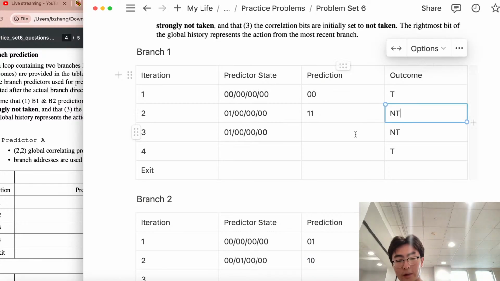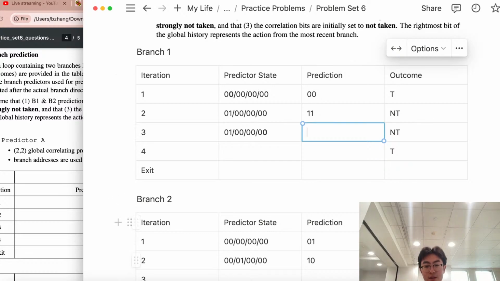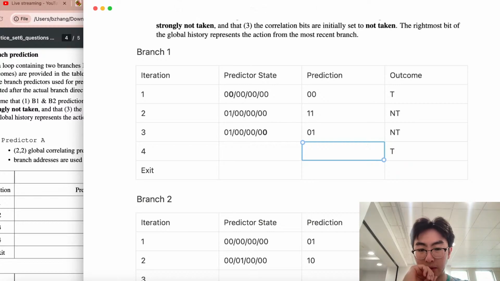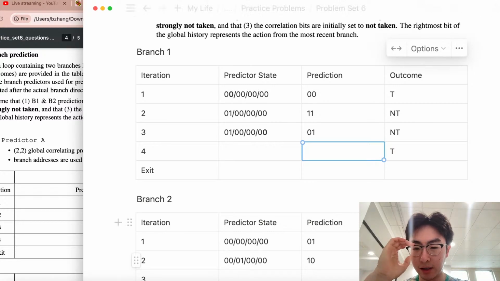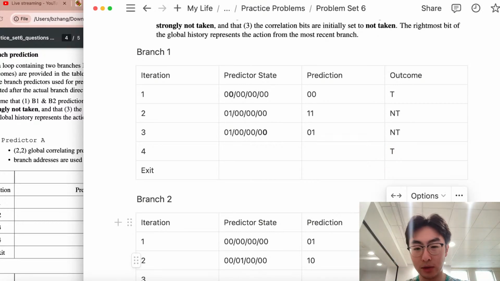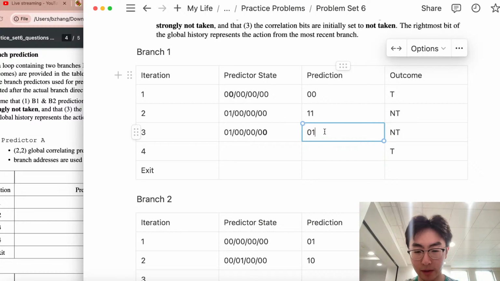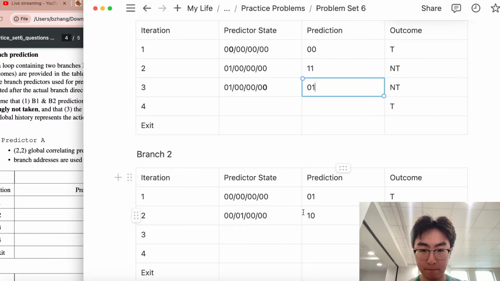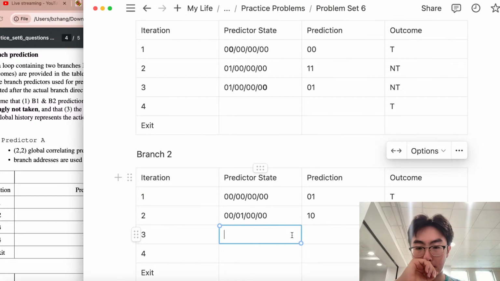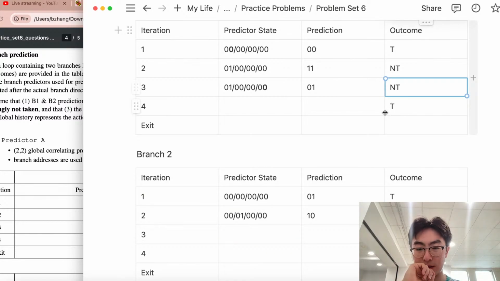0, 1. Okay. But this is taken. So what we need to do then is 0, 1. There we go. So we modify. The most recent outcome was a taken, and so we modify the rightmost bit to taken. Okay. But now this changes because now it's not taken.